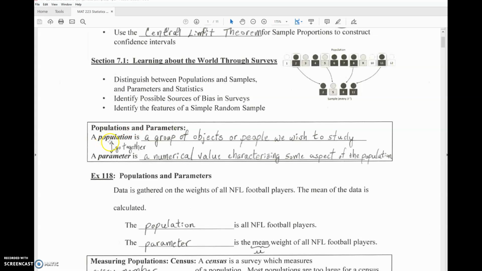Populations and parameters. First of all, always remember populations have parameters. These two vocabulary words go together. A population is a group of objects or people that we wish to study. A parameter is a numerical value characterizing some aspect of the population, like the population mean or the population proportion or something like that.